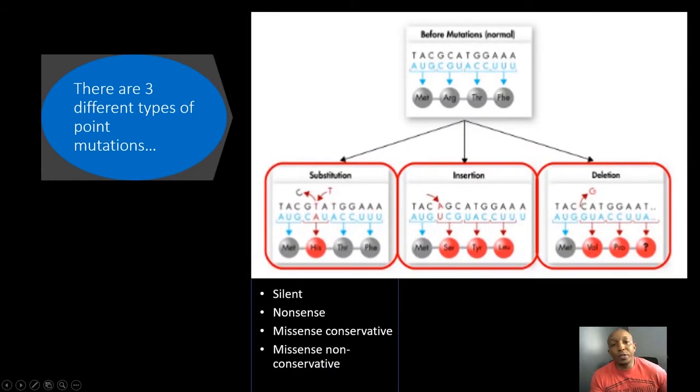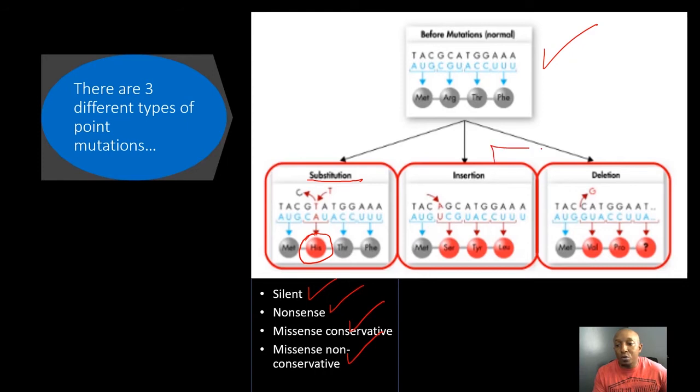As a review, there are 3 different types of point mutations. If you notice at the very top, here's the normal sequence of DNA to protein synthesis. But let's look at our 3 types of mutations, and we'll start off with substitution. And in substitution, one DNA base has been substituted with another one. So this C has been substituted with T. And what this can cause is a change in the production of an amino acid, which can lead to a genetic disease. And we have 4 different types of substitution mutations. We have silent, nonsense, missense conservative, and missense non-conservative.